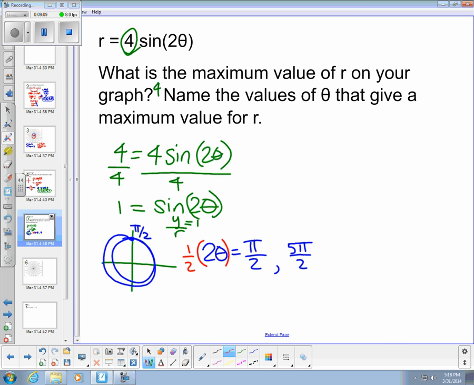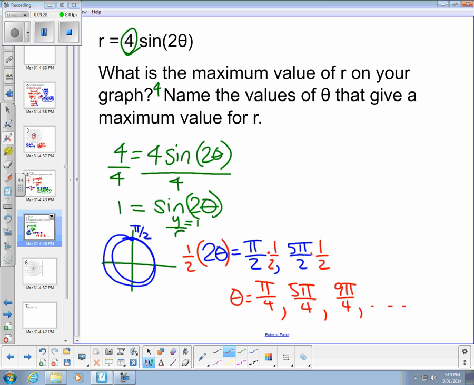Dividing by 2, multiplying by half are the same thing. So I'm going to end up with pi over 4, 5 pi over 4. And if you look at your pattern, 9 pi over 4. And we could keep going.